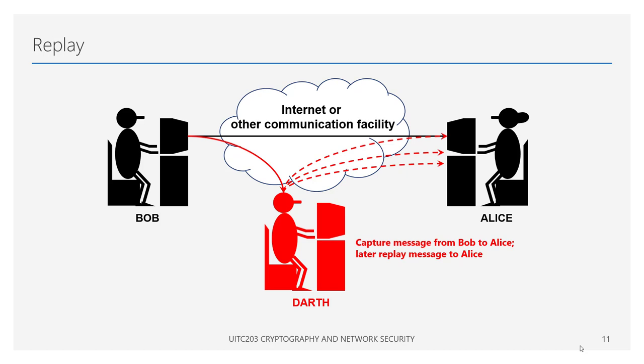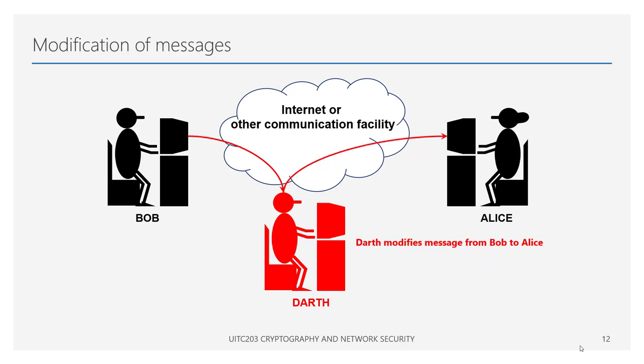The second example is the replay attack. In this scenario, Bob sends a message to Alice. Dart gets a copy of the message and sends it again and again to Alice, sometimes pushing Alice to a state of concluding that the legitimate message sent by Bob is also a crafted one. The continuous replay may result in another state called denial of service.